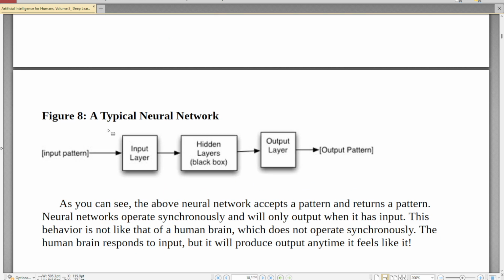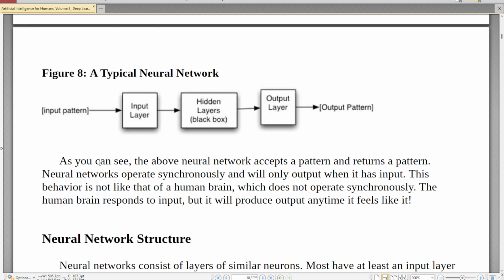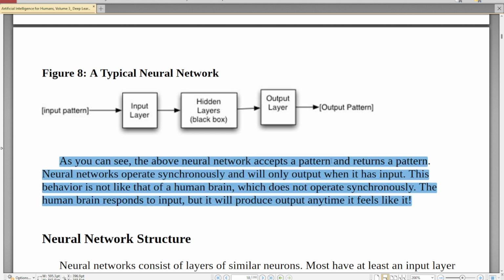A typical neural network has an input pattern, an input layer, hidden layers that are a black box, an output layer, and output patterns. As you can see here, the input pattern operates sequentially. This behavior is not like the human brain, which does not operate synchronously. The human brain takes input but produces output anytime it feels like it.